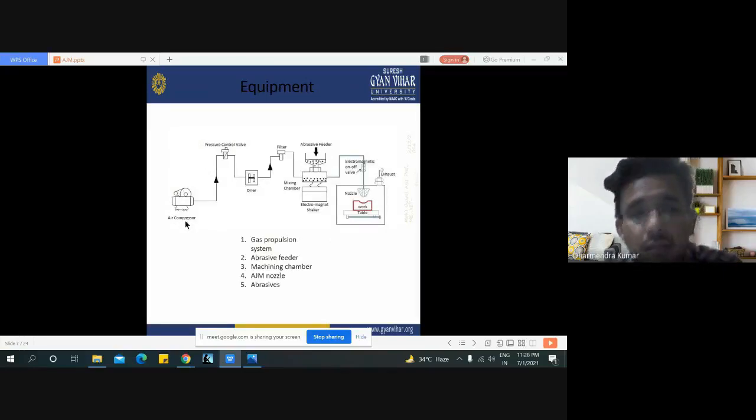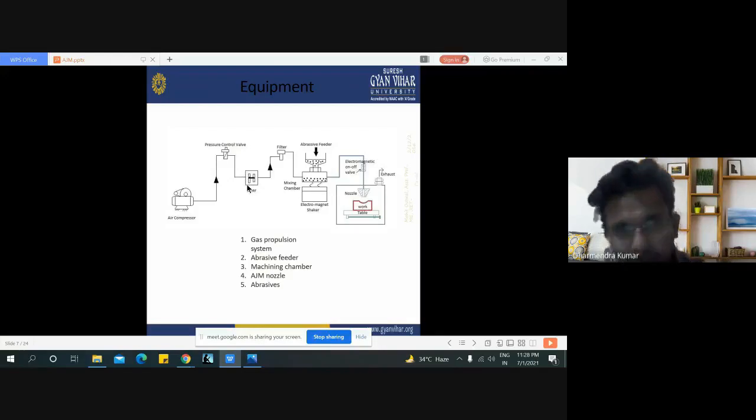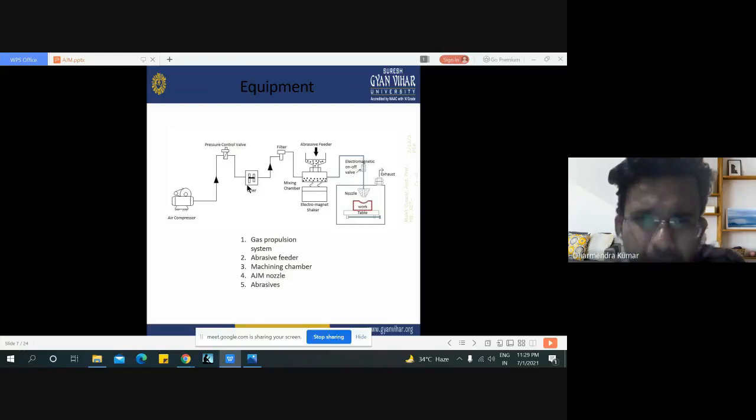First let's start with the air compressor, which is associated with a pressure control valve. Here we can control the pressure of the compressed air which is going through this pipe, and after this, the air goes to the dryer. The function of the dryer is to completely dry the air, so that abrasive particles do not mix with or mess with the wire.